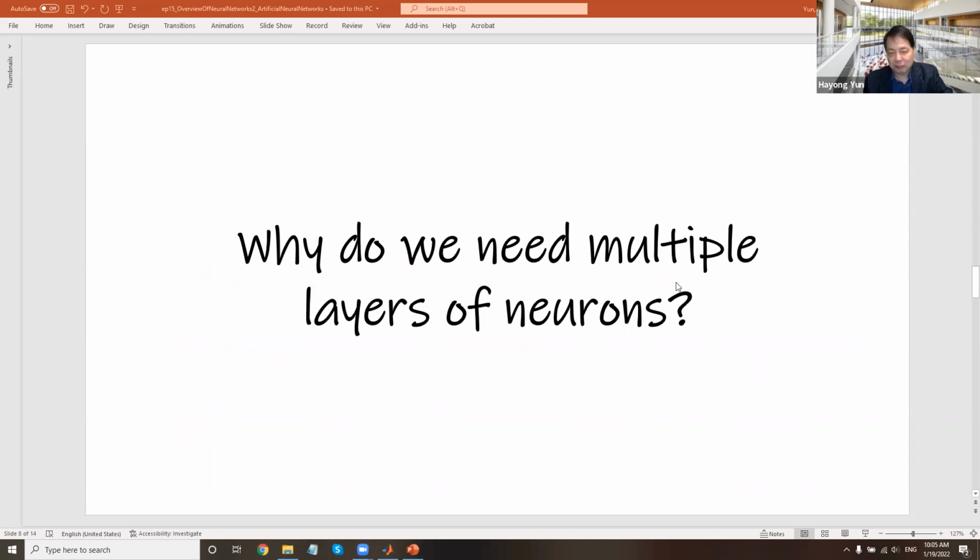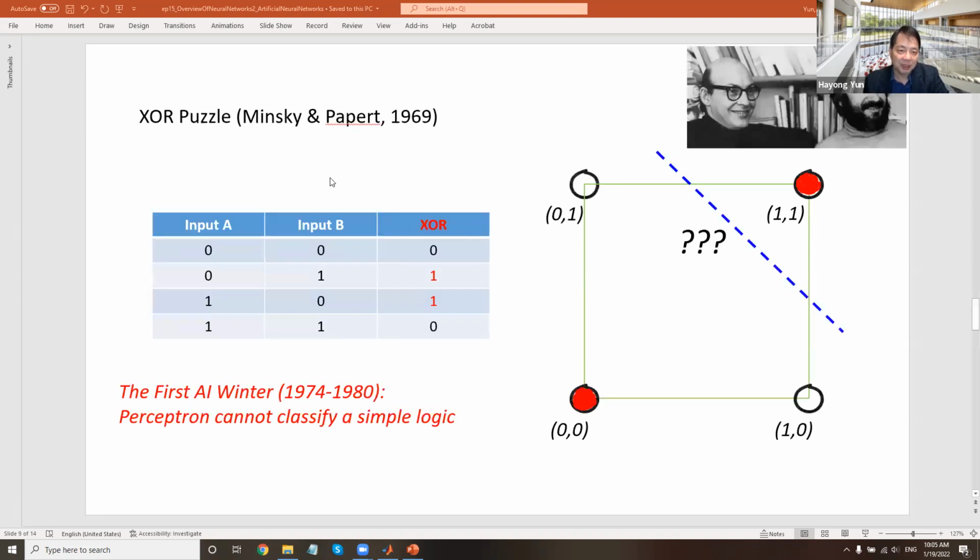Why don't we have perceptrons these days? Or rather, the question is, why do we have a neural network rather than a single neuron algorithm? Why do we need multiple layers of neurons? That started with a fairly simple question posed by MIT professors Marvin Minsky and Seymour Papert in the late 60s. It's called the XOR puzzle.